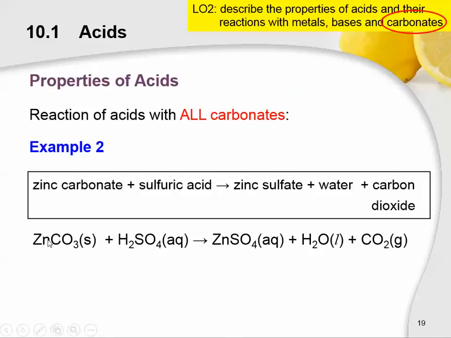Another example, zinc carbonate and sulfuric acid. Now, the salt is produced when hydrogen ions in the sulfuric acid are replaced by the metal from the carbonate, which is zinc. So we form zinc sulfate as a salt. And at the same time, it produces water and carbon dioxide.